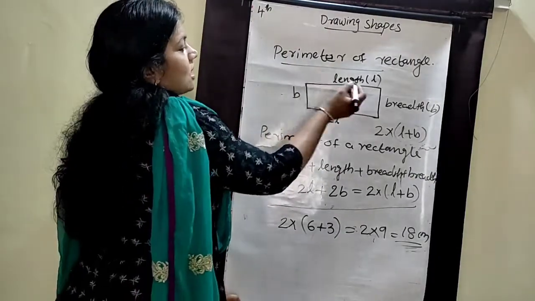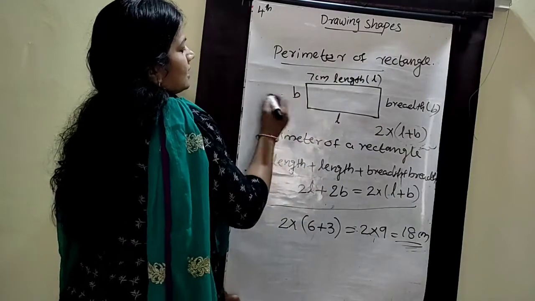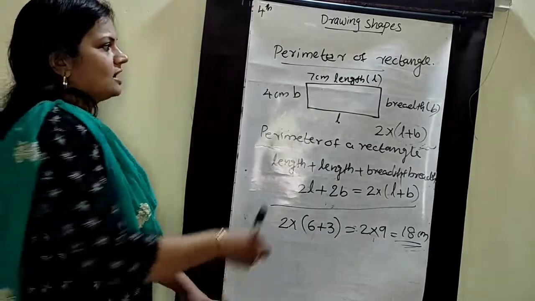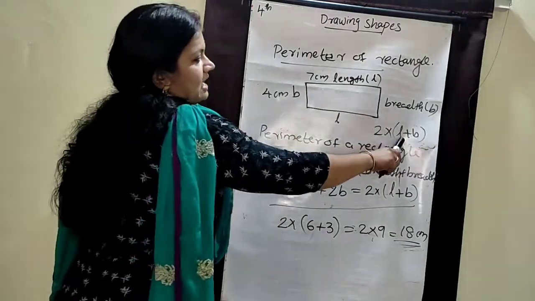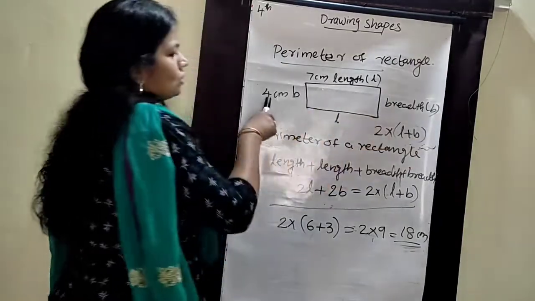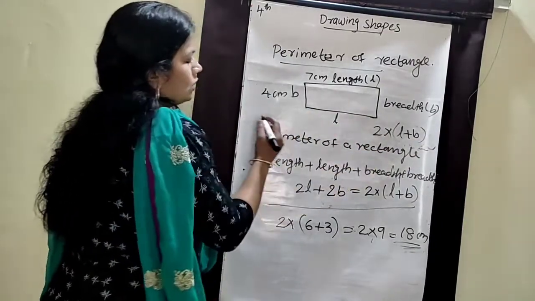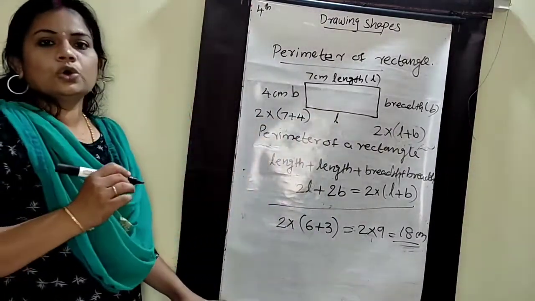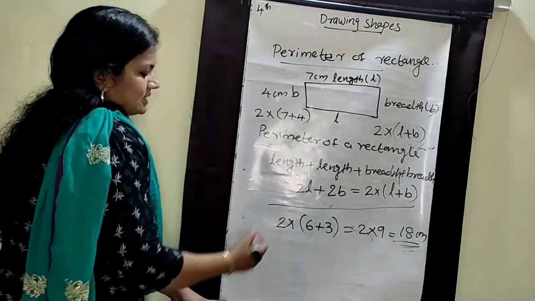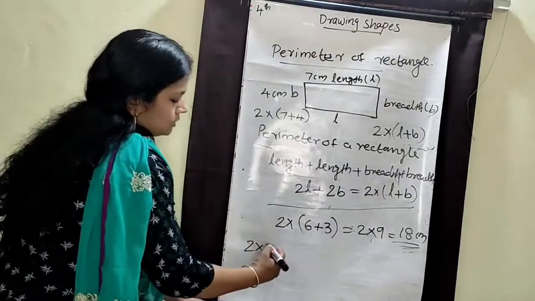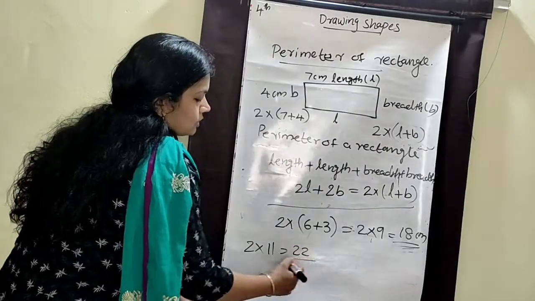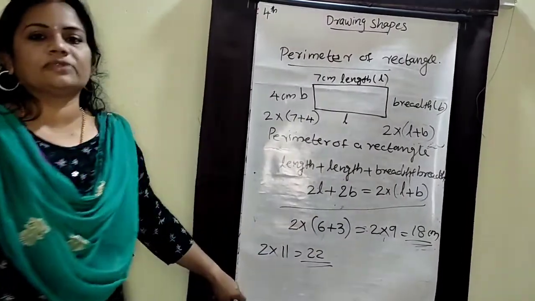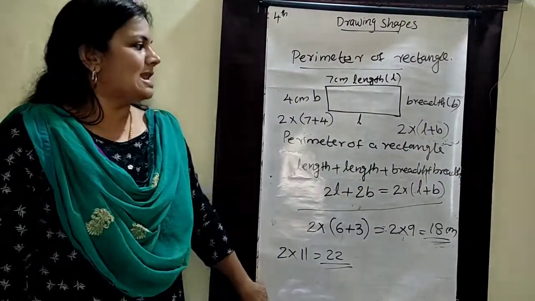Another question: the length is 7 centimeters and the breadth is 4 centimeters. How do we find the perimeter of the rectangle? L is equal to 7 centimeters, B is equal to 4 centimeters. Perimeter of a rectangle equals 2 into 7 plus 4. 7 plus 4 equals 11. 2 into 11 is equal to 22. Understood? This way we can calculate the perimeter of a rectangle: 2 into L plus B.